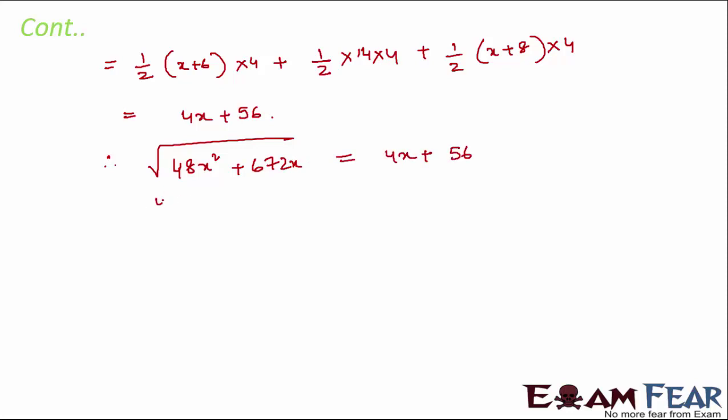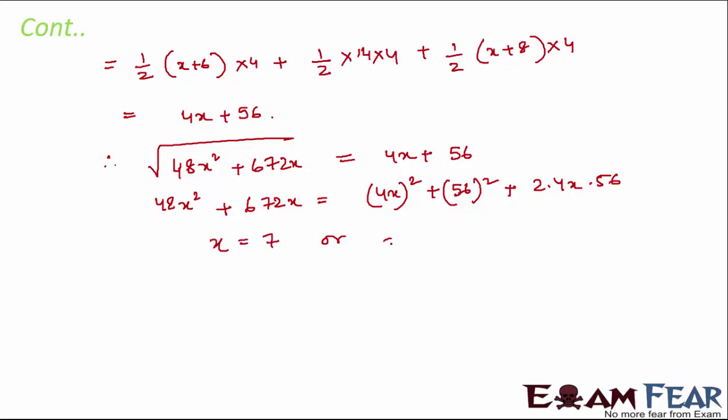So from this we can say 48x square plus 672x is equal to this entire whole square, that is a square plus b square plus 2ab. Again, when we do all the calculations, we see that x is equal to 7 or x is equal to minus 14. A negative value in this case is not possible because x was the length of a side. So therefore, x equals 7 is the correct value. If x is 7, the lengths of the sides A, B and C would be 14, 13 and 15 centimeter respectively.